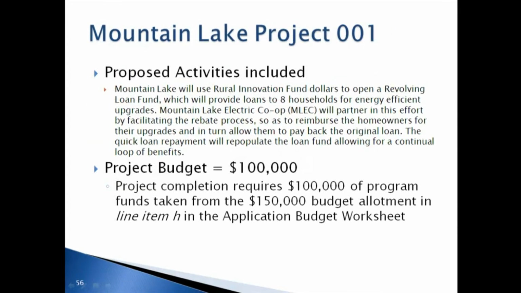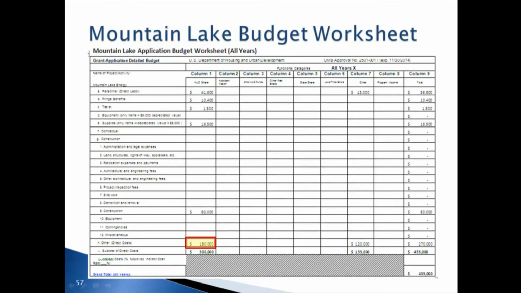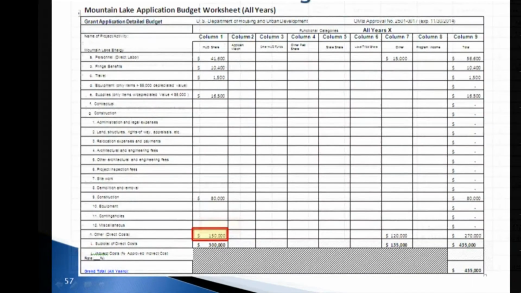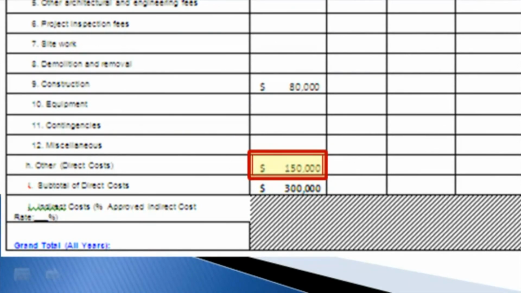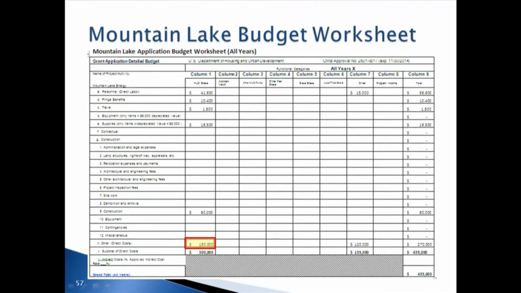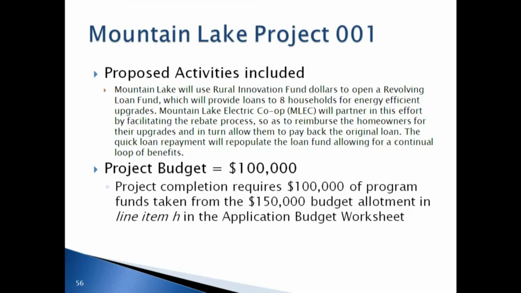Project 001 consists of the housing rehab and the creation of the revolving loan fund for energy efficiency housing rehabilitations. The total project budget attributed to the activities in this project is $100,000. This $100,000 came from line item H in the application budget worksheet. Originally in the application there was $150,000 attributed to this line item, and $100,000 of that is being put towards Project 001 to accomplish the housing rehab and revolving loan fund activities.